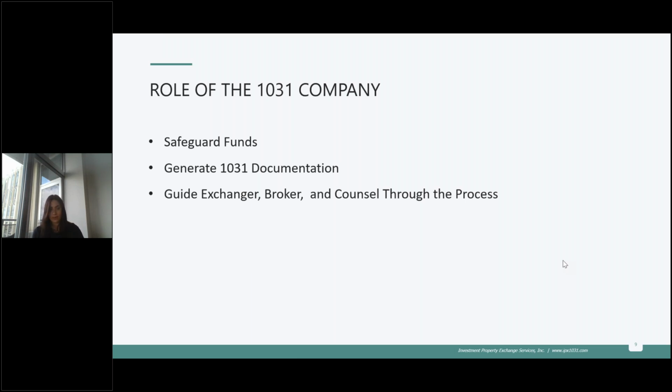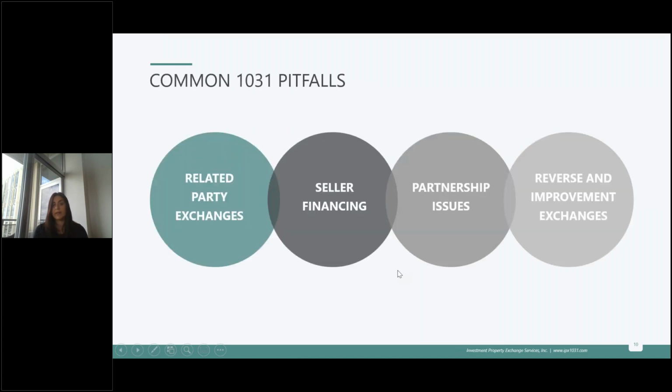We draft a complete set of 1031 documents. And we absolutely serve in an advisory role as well. So we help guide the title company, the attorney, sometimes the broker through the process. We spot any issues that we see with the transaction, any red flags, and we really help structure a lot of 1031 transactions. I would say probably about 60% of the exchanges that we do are fairly vanilla in that there's a sale and then an identification and then a purchase. But about 40% of the exchanges that we do involve a complex issue.